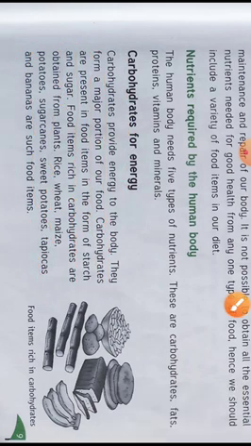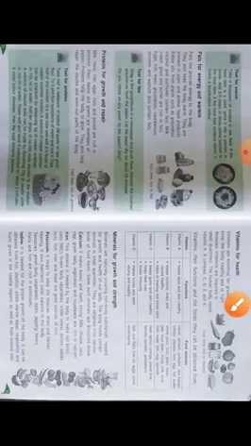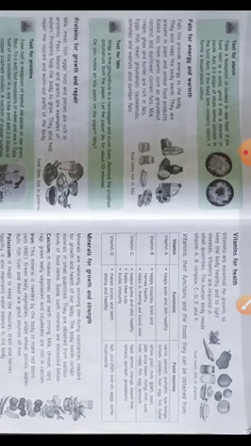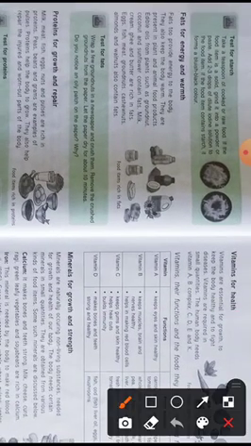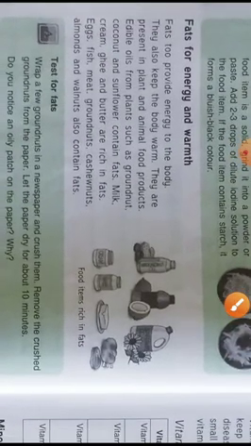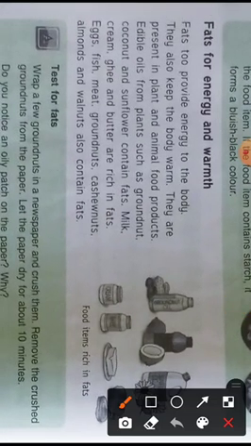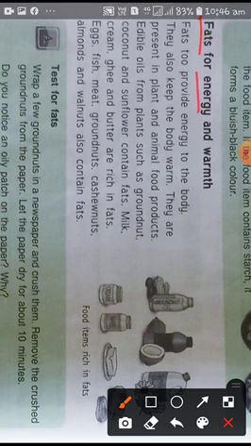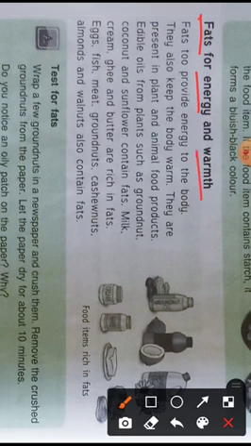Okay, so let us see another nutrient: fats. We'll see about the fats for energy and warmth. We have just studied that carbohydrates give us energy, but there is one more nutrient, that is fat, which also provides energy and warmth. It gives us warmth. People who are fatty feel a little hotter as compared to people with a skinny body.